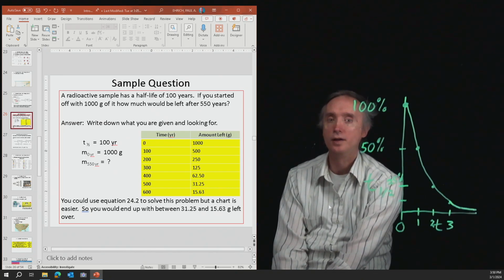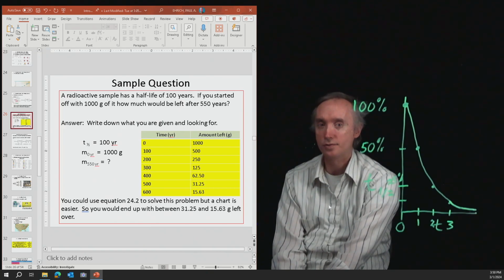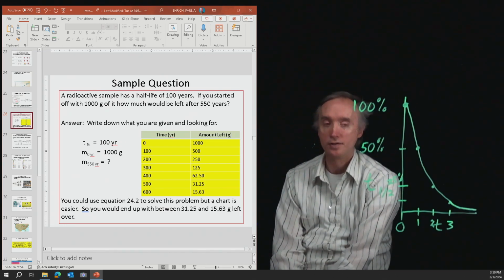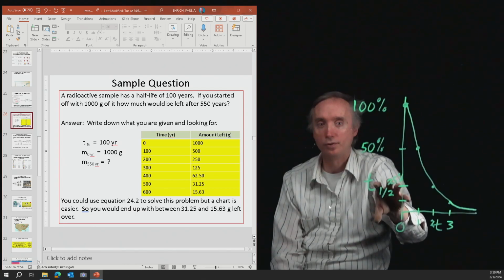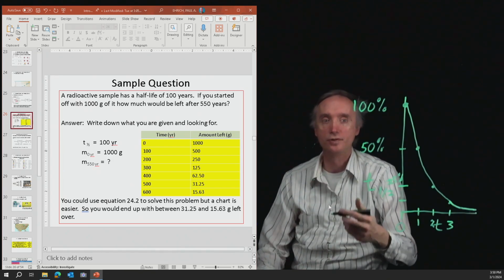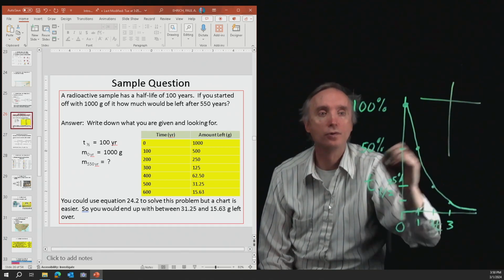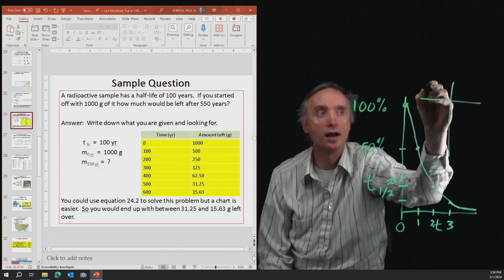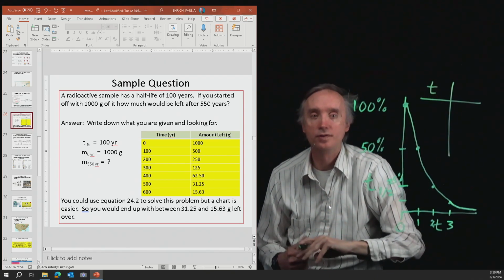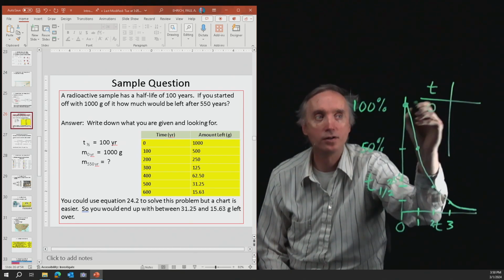Okay, so we know the half-life is 100 years. We know that we're starting with 1,000 grams, and we need to know how much will be left over after 550 years. So we make a table. In the first column of the table is going to be how much time has elapsed. So let's go ahead and build the table over here. In the first column, we're going to have how much time has elapsed. So T for time.